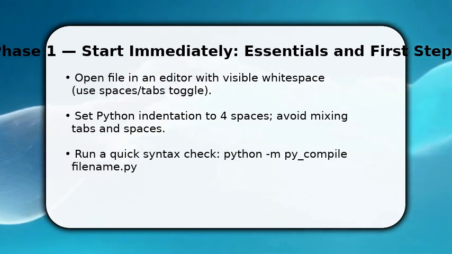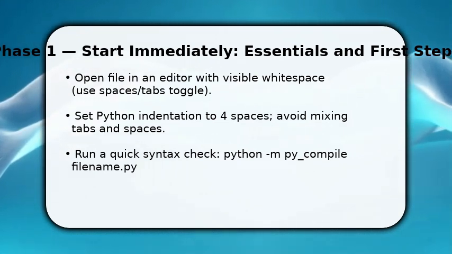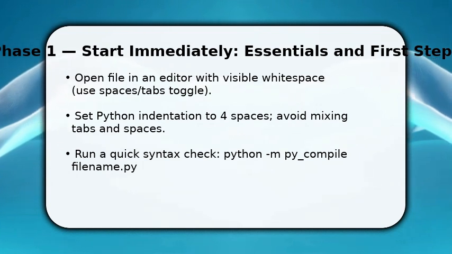Run python -m py_compile on the file to catch the exact line number. If the error points to a blank line, inspect the previous block for mismatched indents. Make the first change now, and rerun the compiler to confirm progress.